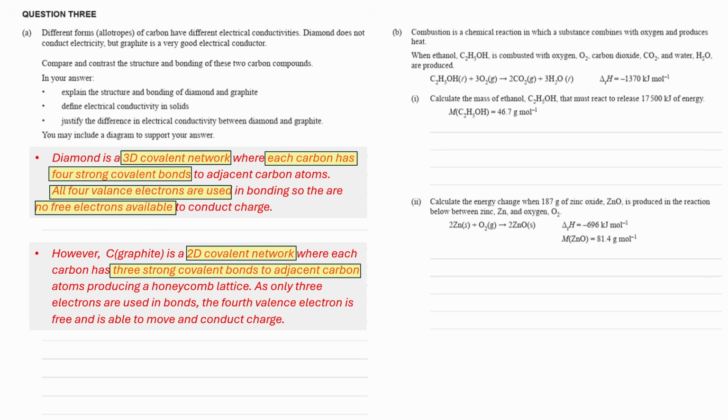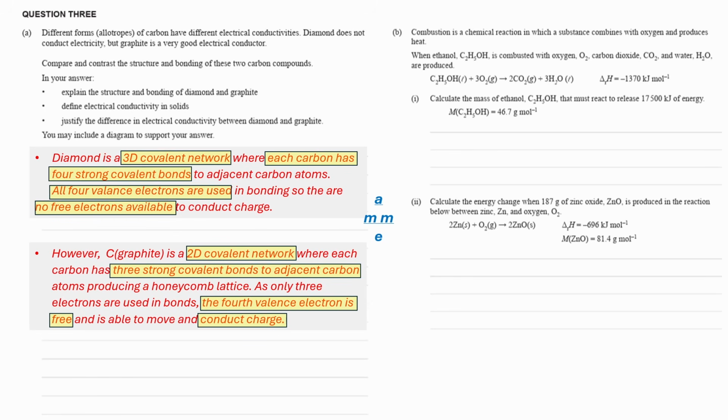So 2D covalent network, 3 strong covalent bonds to each carbon. The fourth valence electron is free, and therefore it's able to conduct charge. Okay, so for achieved here, if we describe the structure of diamond as a covalent network with tetrahedral arrangement, bonded to 4 others, we did both. Or describe the structure of graphite as a network solid, each carbon bonded to 3 others, or we define the conductivity. For merit, explain bonding and structure of both carbon allotropes. So we did both, yeah.